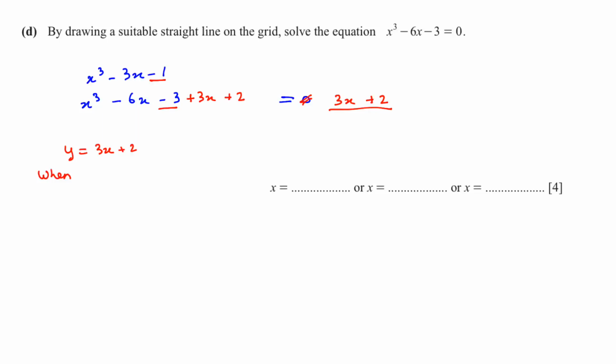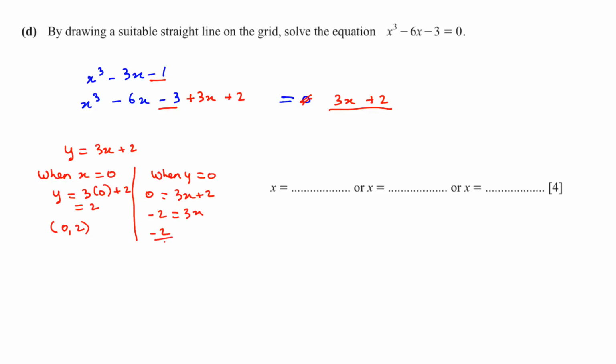Instead of making the whole table, we can substitute x as 0. Therefore, when x is 0, y is 2. That's your first point, (0, 2). And then when y is 0, in place of y we'll substitute 0 and make x the subject. Negative 2 is equal to 3x, divided by 3, negative 2 over 3 is equal to x. So your other point is (negative 2 over 3, 0). Now we'll join these 2 points together on the graph.